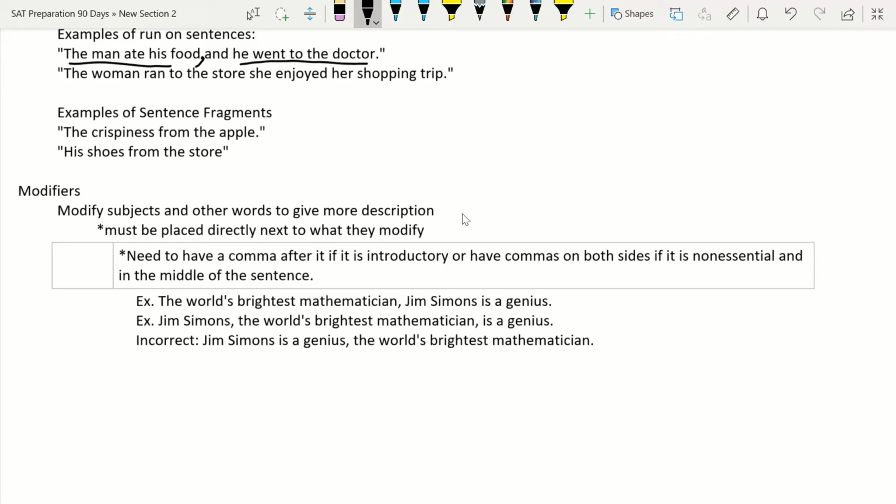So another run-on sentence would be, the woman ran to the store. She enjoyed her shopping trip. So if we're going to fix this sentence, the easiest way to do it would be to put a semicolon after store, because we have a subject, woman, verb ran, and then to the store, which I believe is a prepositional phrase. But either way, that completes one independent clause. And our second independent clause is, she enjoyed her shopping trip, with she being our subject and enjoyed being our verb.